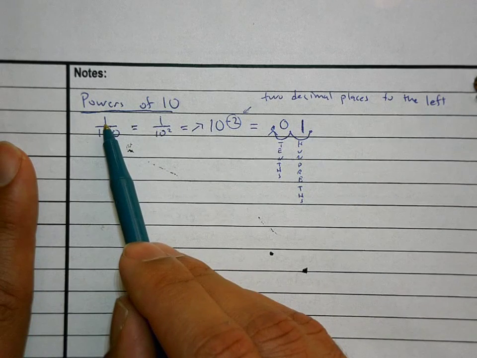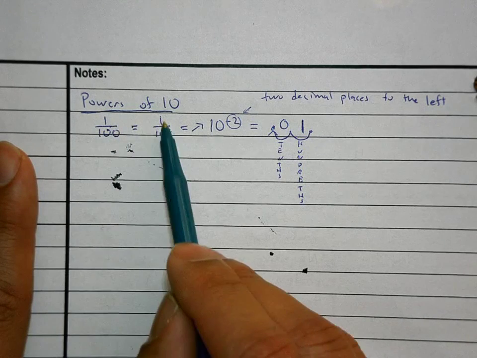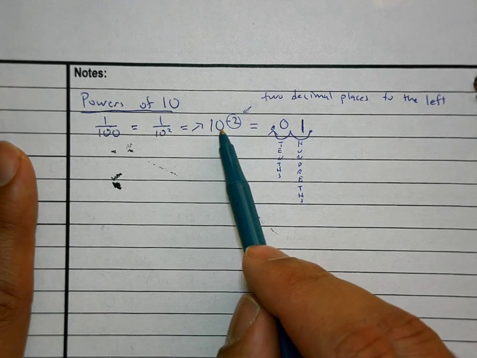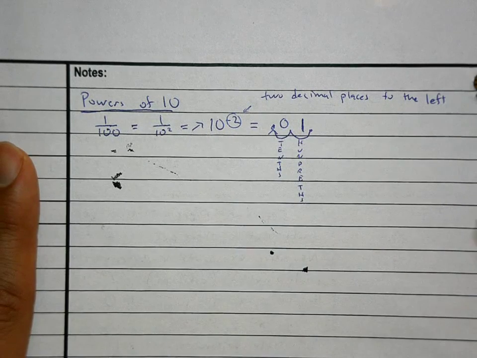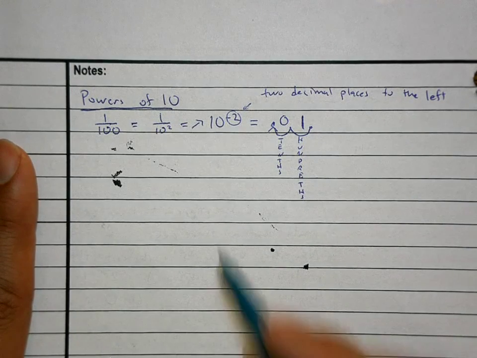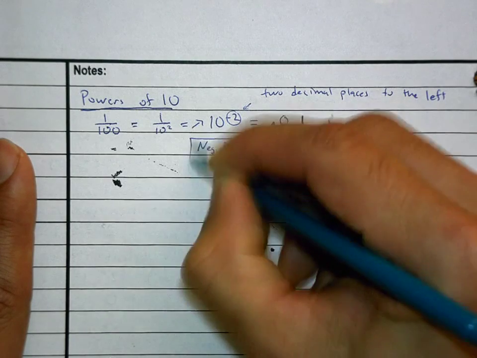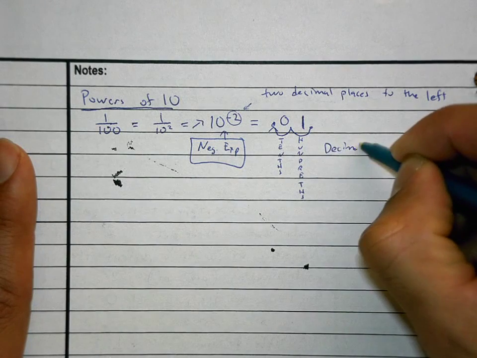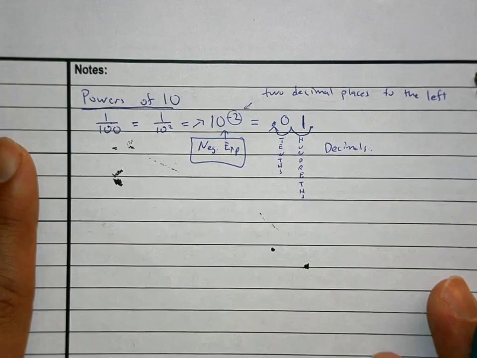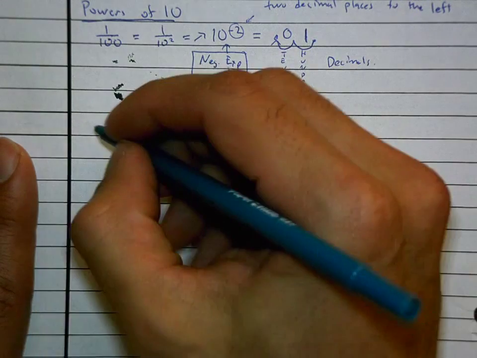Guess what this started off as? 1/100th is the same thing as 1 over 10 squared, which is the same thing as 10 to the negative 2, which is the same thing as 0.01. And that's what you're going to have to do. You're going to have to take things and switch them into negative exponents, just like this. And you're going to have to switch them into decimals. It's very easy to do. Let's see if you can do it real quick.